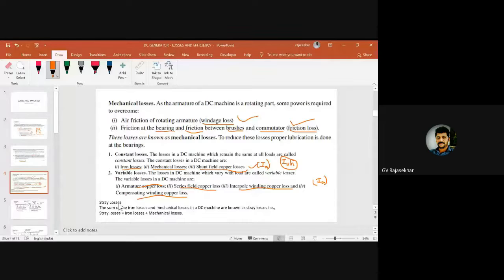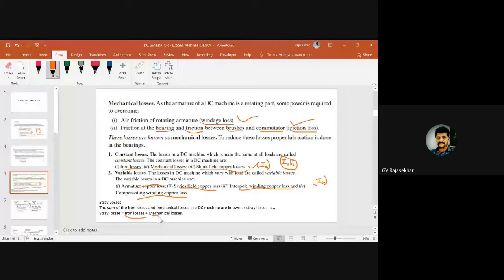Apart from these mechanical and copper or core losses, we define some losses as stray mechanical loss. We call them stray losses. So in a problem, if stray losses are given, that means mechanical and iron losses are given.